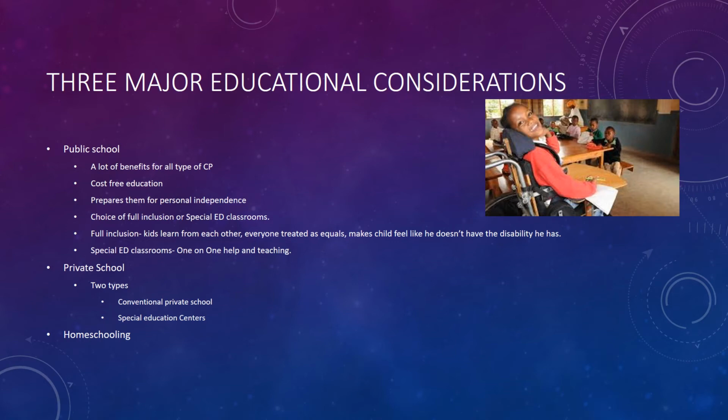The conventional private school offers religious and regular studies with small groups compared to public schools. But the special educational center is focused on children with disabilities, with high-tech equipment and instructors that are trained for this. And the last one is homeschooling, where they have comfort in learning in one's home, especially with limited mobility, bad sleeping patterns, and short attention span.